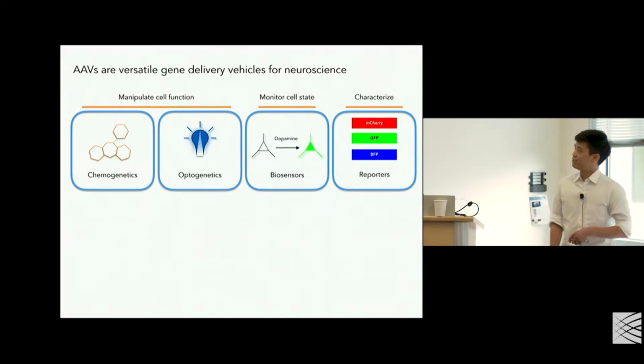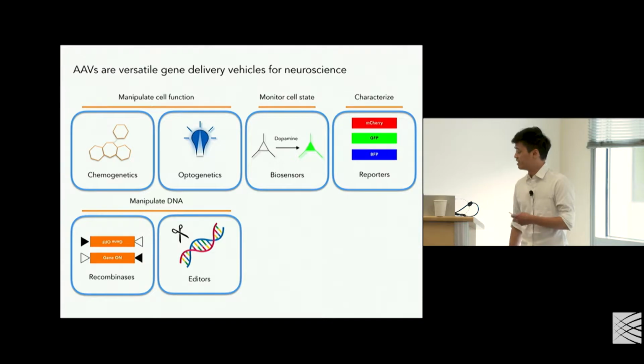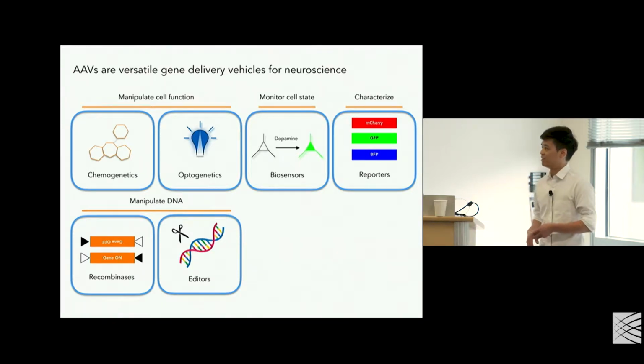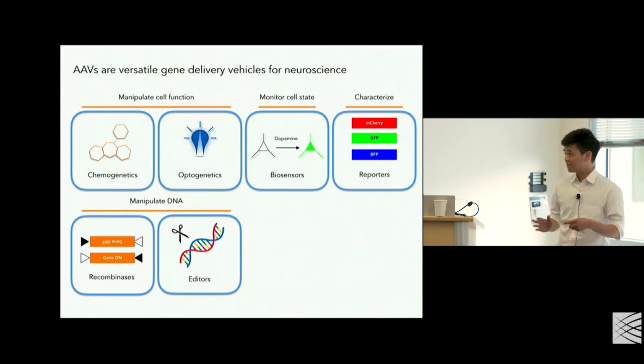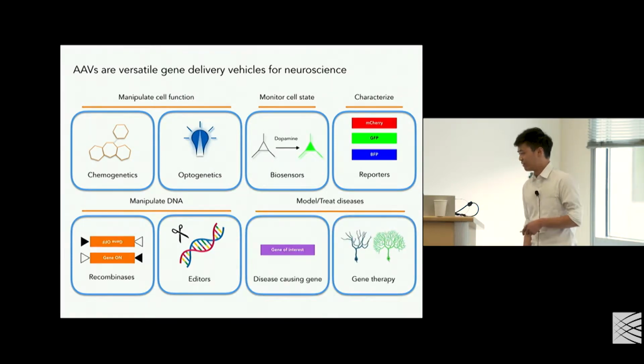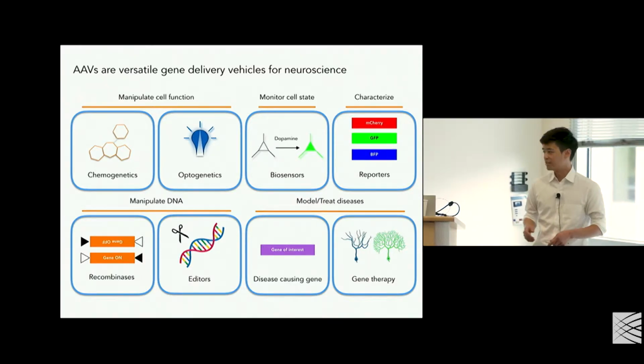AAVs are commonly used to deliver fluorescent proteins in order to help characterize cells or circuitry of the brain. In addition, you can even use them to deliver genetically encodable enzymes that can be used to manipulate DNA, such as recombinases that can conditionally turn on, off, or knock out a gene, or you can deliver base editors that can actually physically change the genome sequence. And finally, you can use AAVs to model diseases by delivering a disease-causing gene, or you can even treat diseases by delivering a therapeutic gene.